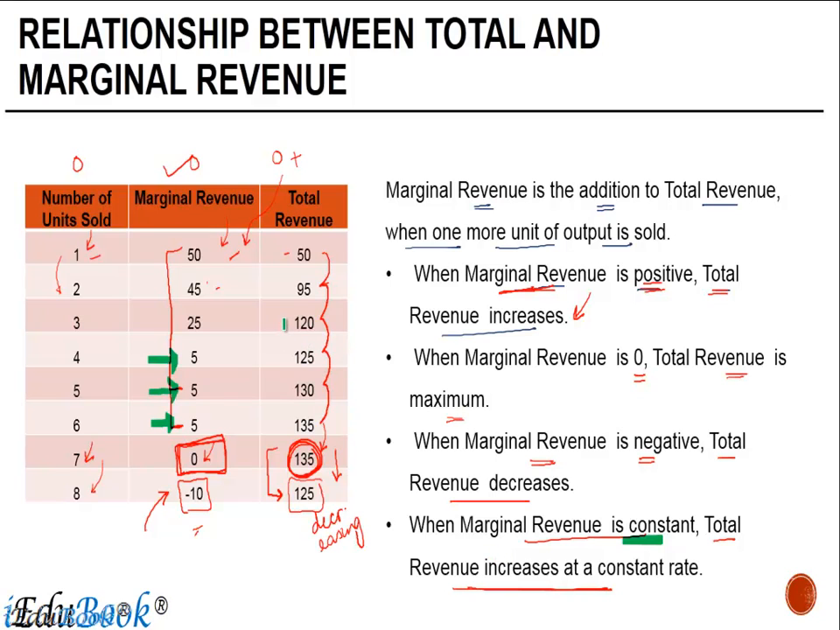If you look at the total revenue, the increase in total revenue from here to here is how much? 5. In this case, from 125 to 130, again 5. 130 to 135, again 5. The total revenue is also increasing at a constant rate. So that's the relationship between total and marginal revenue.